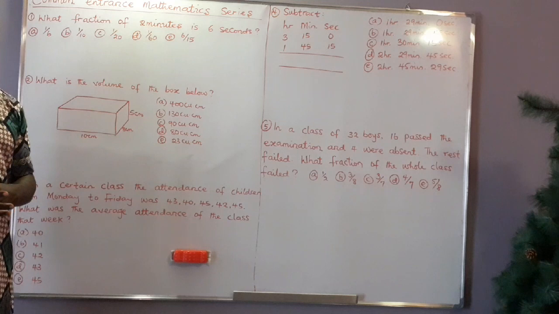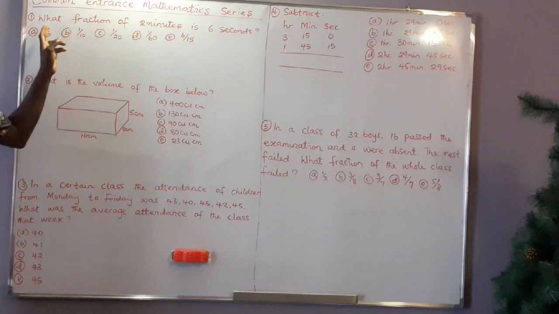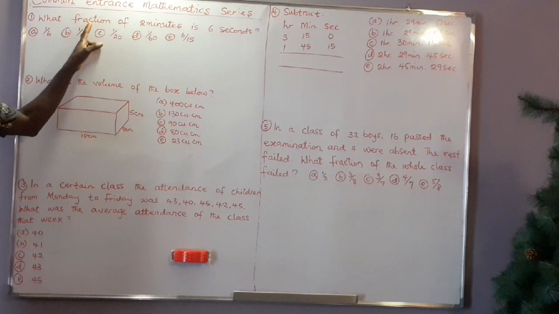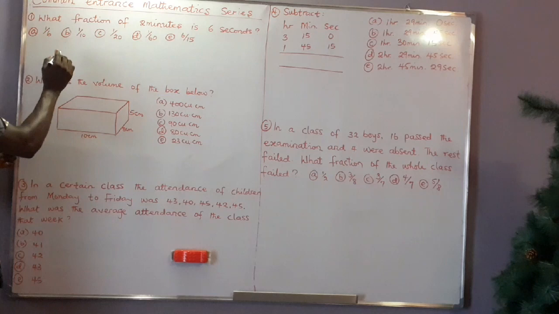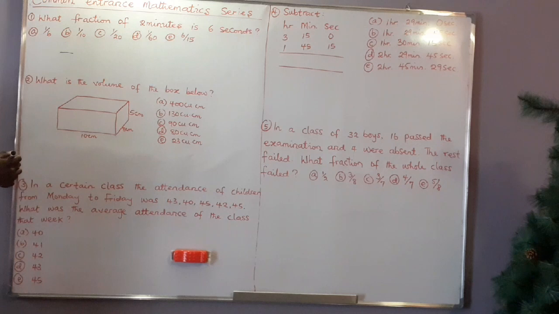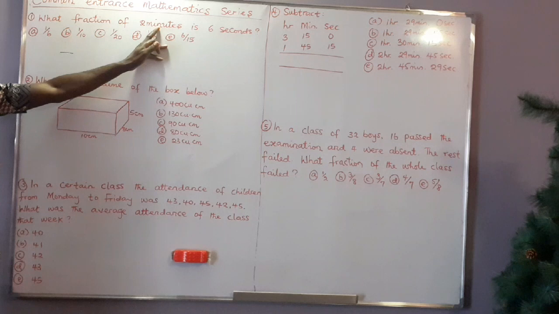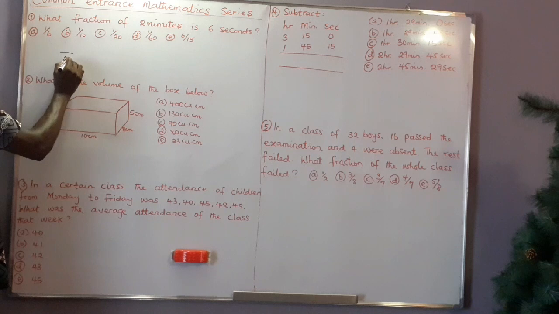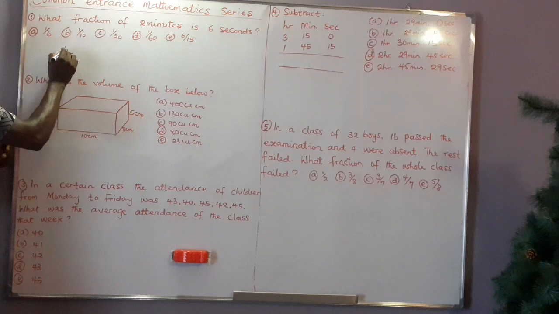Question number one says, what fraction of 2 minutes is 6 seconds? Now, this question has to do with fraction. And any question that has to do with fraction has two parts. We have the numerator and the denominator. For this fraction, the bigger one is 2 minutes. Of course, 6 seconds is smaller than 2 minutes. So let 2 minutes be the denominator, 2 minutes, bring it here. And then 6 seconds, let it be the numerator. 6 seconds, you bring it here, step one.